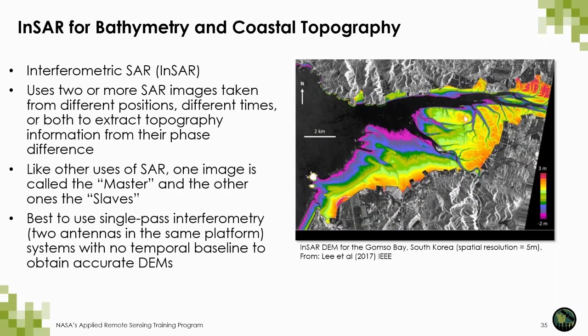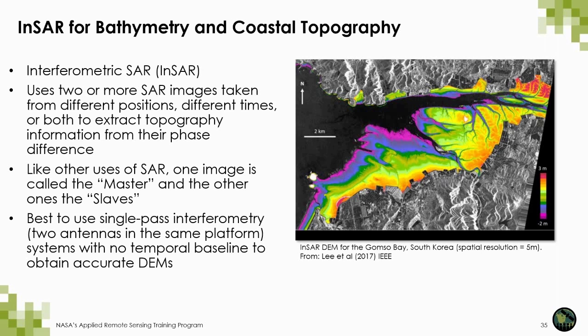The InSAR method uses two or more SAR images taken from different positions, different times, or both, to extract topographic information based on their phase difference. The images are known as a master and slave, as is the case in many other SAR processing techniques or applications. And the method involves co-registration of the images and the formation of an interferogram. In general, the interferogram is basically a complex image with an amplitude measuring the cross-correlation of the images used and a phase representing the phase difference between the two images that contains the topographic information.